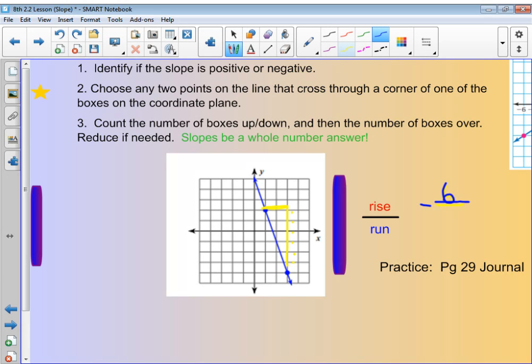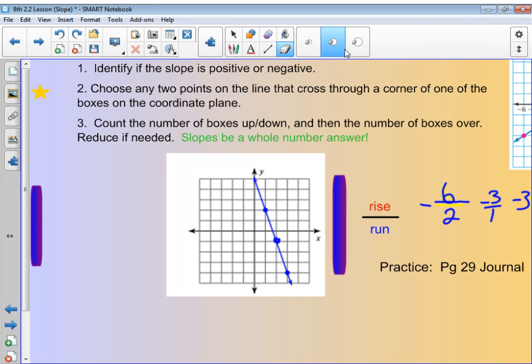And my run is 2 boxes. So 6 over 2 can be reduced down to 3 over 1. So negative 3 over 1, which when you work with slope, you're going to see as negative 3. And you just have to be comfortable with interchanging between a number over 1 and the whole number itself. So obviously there were 2 points that were actually closer than the 2 that were there, and it looks like it's right here.